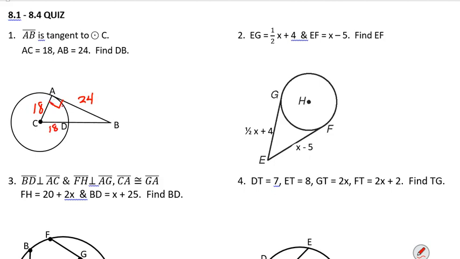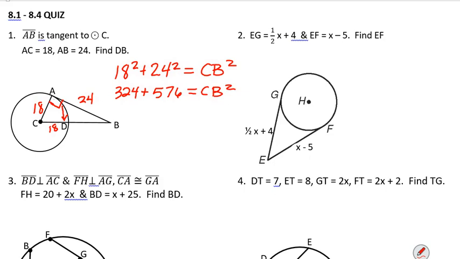Well, if it's a right triangle, then we know that this side over here, CB, is the hypotenuse. So we're going to use our a squared plus b squared equals c squared. So we're going to do 18 squared plus 24 squared, and set that equal to CB, the whole side length over there, squared. So this is going to be 324 plus 576 equals CB squared. Well, that's 900 is equal to CB squared. So we must take the square root of both sides to get CB. So CB is 30.